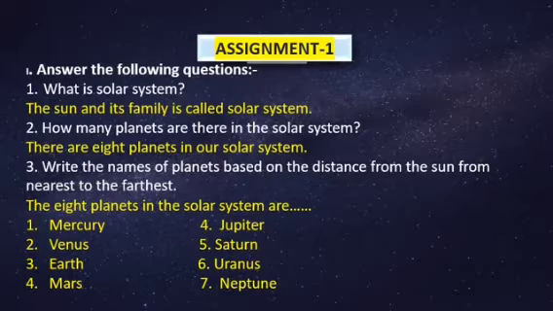How many planets are there in the solar system? There are 8 planets in our solar system.